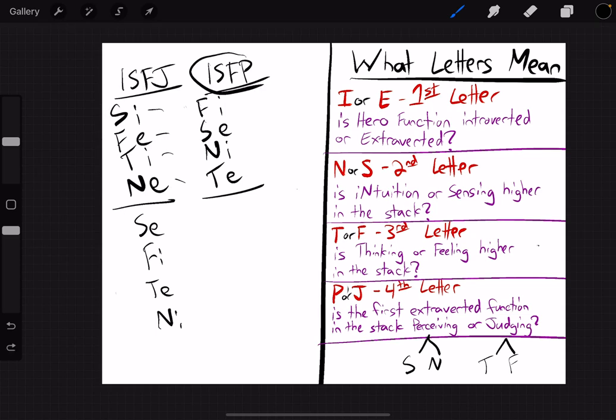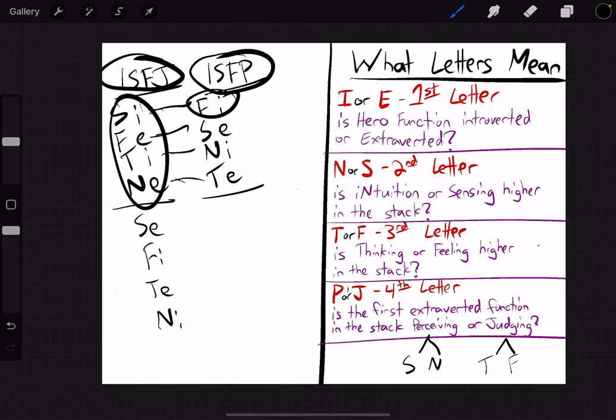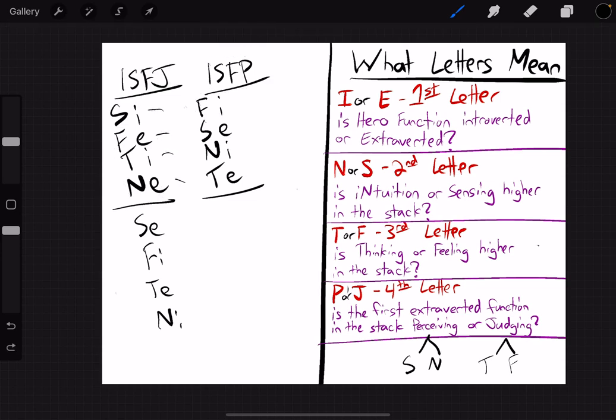But if you look at the ISFP and ISFJ, one letter changes and they don't share a single function. This one has Fi in the top four, Fi is not found in the other, and it's the same for all of them. So yeah, I hope this video helps, and now you can actually look at the four-letter acronyms and be able to create a functional stack and use the functions to better understand and predict behavior.